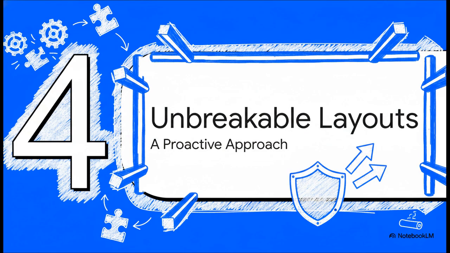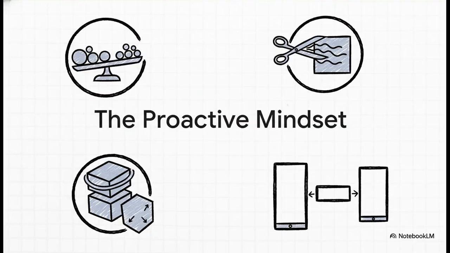So we've learned how to fix things when they're broken. But the real pro move is to stop them from breaking in the first place. This is about shifting our mindset from being reactive firefighters to being proactive architects, building layouts that are unbreakable from the start. So what does this proactive mindset actually look like?